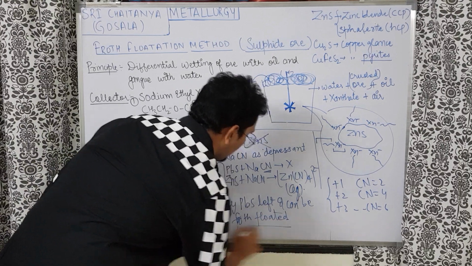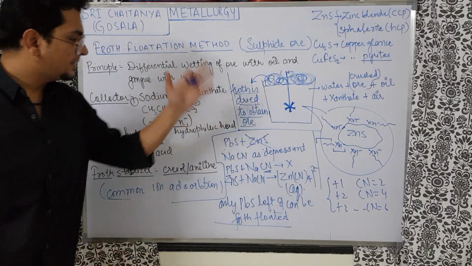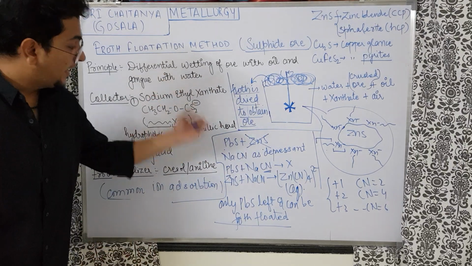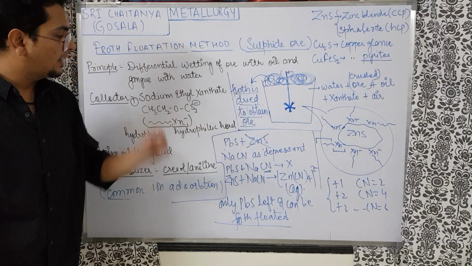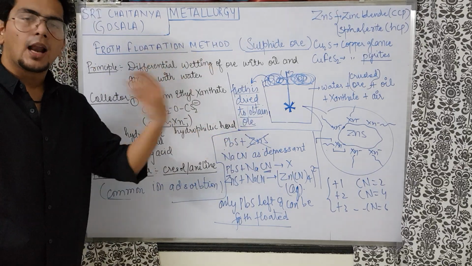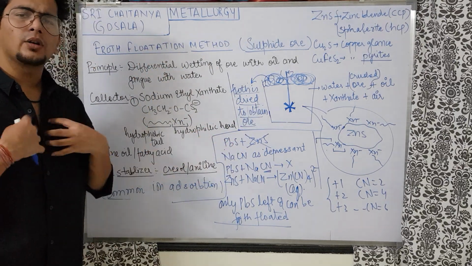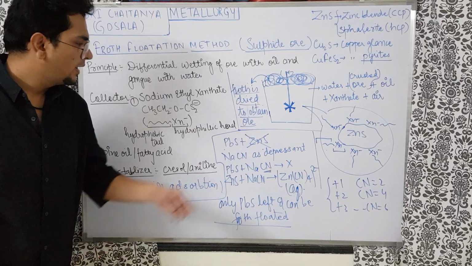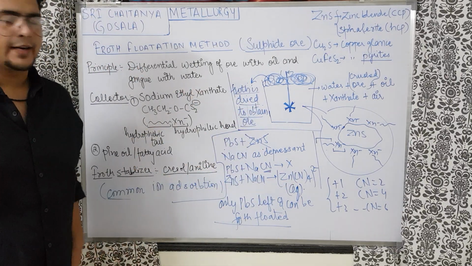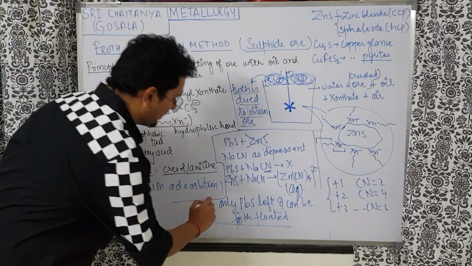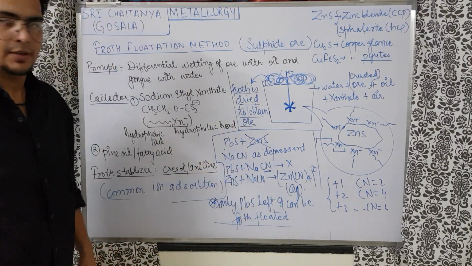So here, who acted like a depressant? NaCN acted like a depressant. NaCN acted like a depressant for PbS or ZnS? He acted like a depressant for ZnS, allowing PbS to be the only sulfide ore in the mixture now, and zinc became [Zn(CN)4]2 minus. It is not a sulfide anymore. So happily you can froth float PbS from here.